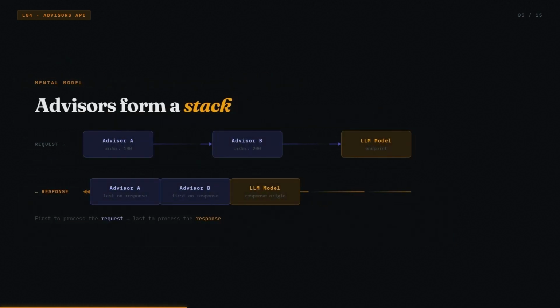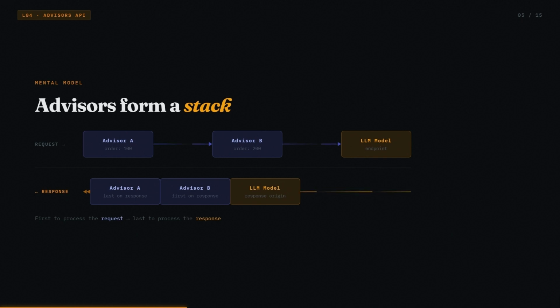Advisors form a stack. This is the most important mental model in this lecture. Spend a moment here. When you attach multiple advisors to a ChatClient, they form a chain. Look at the request path on the screen. The request flows through advisor A, which has an order of 100, then through advisor B, with an order of 200, then it hits the model.